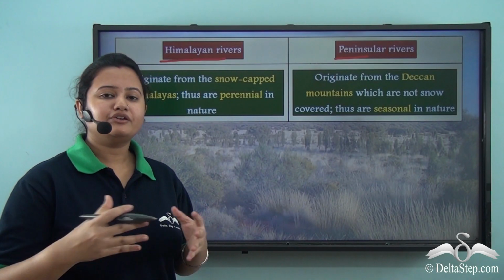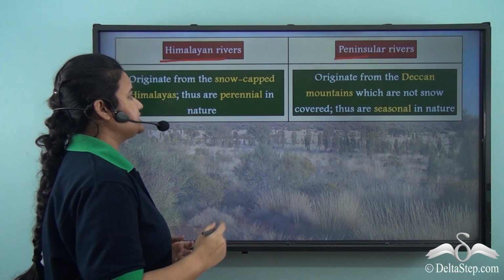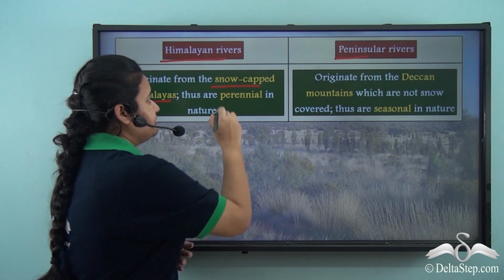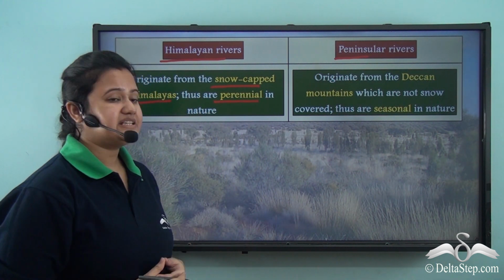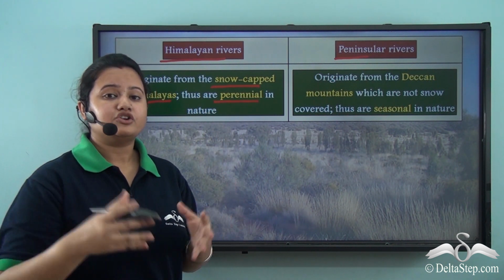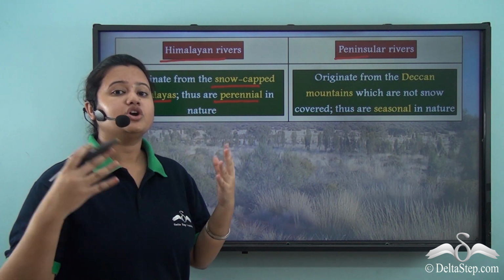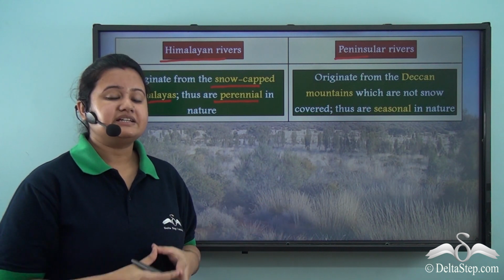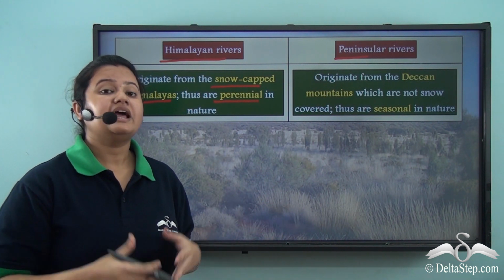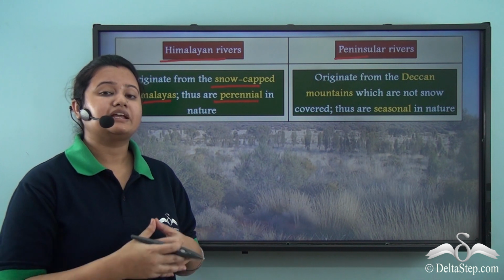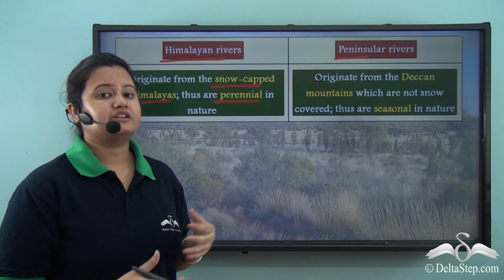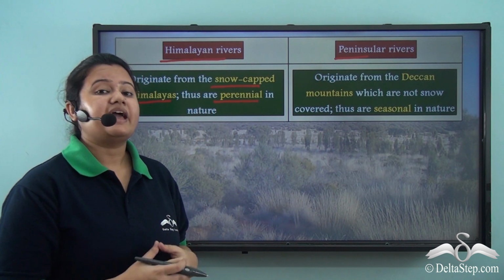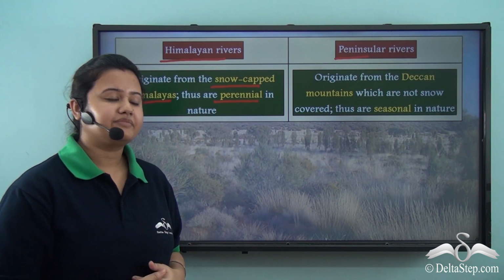Well, the Himalayan rivers, as we know, originate in the snow-capped Himalayan region and they are perennial in nature. That is, these rivers never dry up and they have water all the year because they are snow fed. That is, these rivers are formed when large glaciers melt and give birth to several rivers. So therefore these rivers are perennial in nature and they have water round the year.